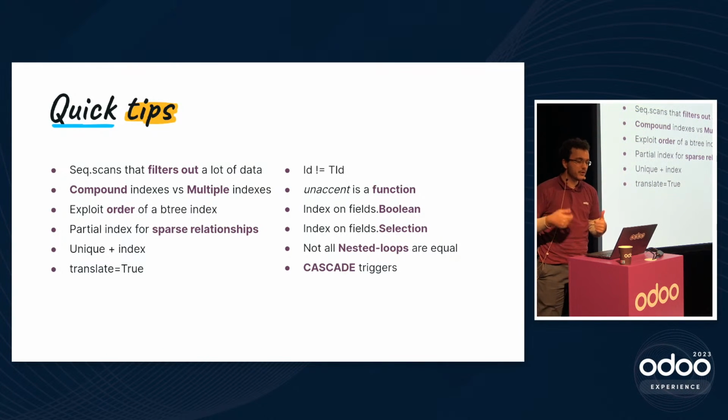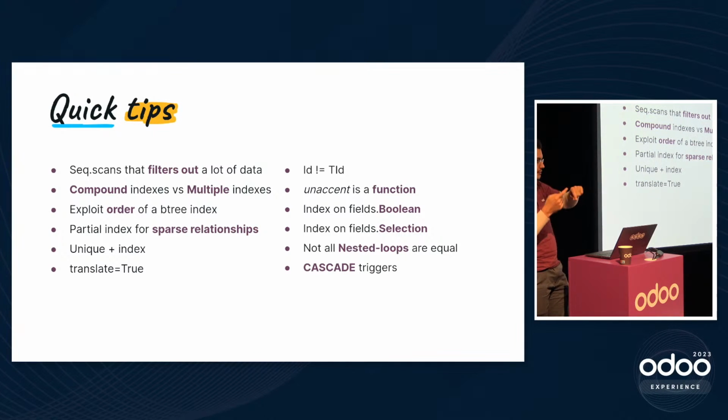You can exploit the order of a B-tree index because it's an ordered tree. If you need to scan, for example, let's say the first 80 users that follow these orders, and you have an index that matches the order of the request, it can use the index to start scanning the index from A to B only for the first 80 users.